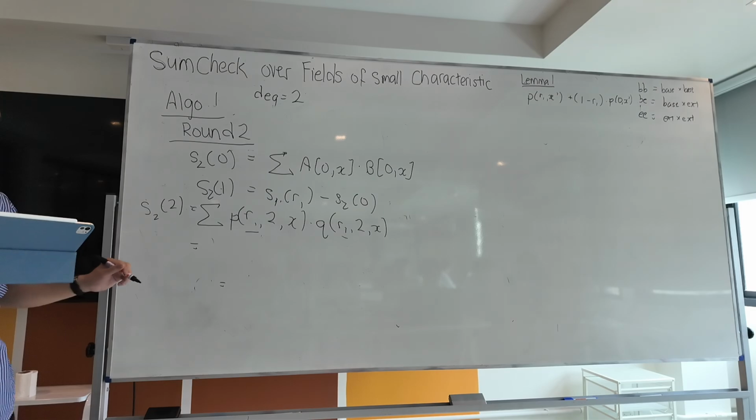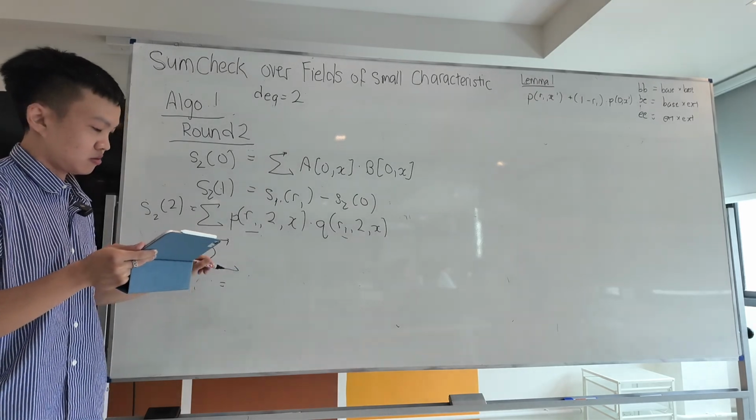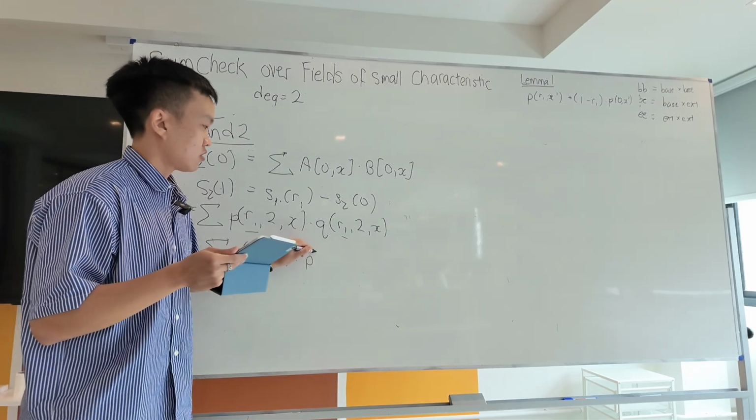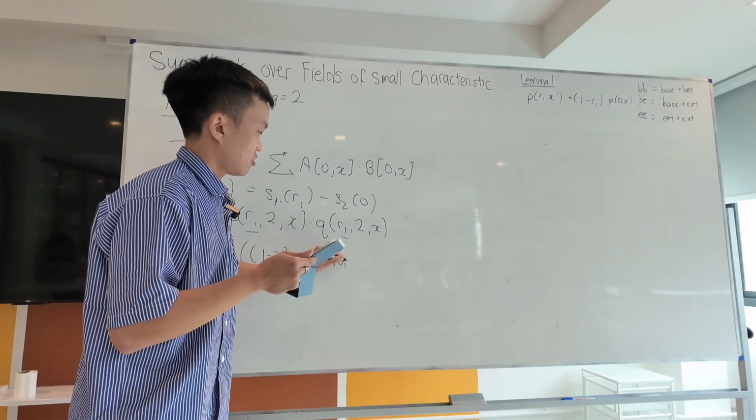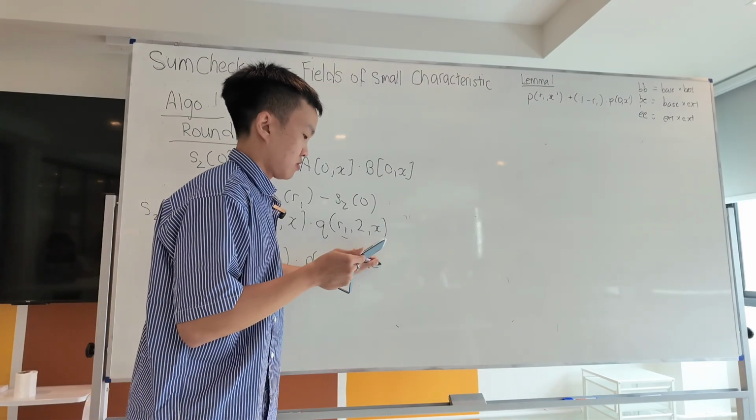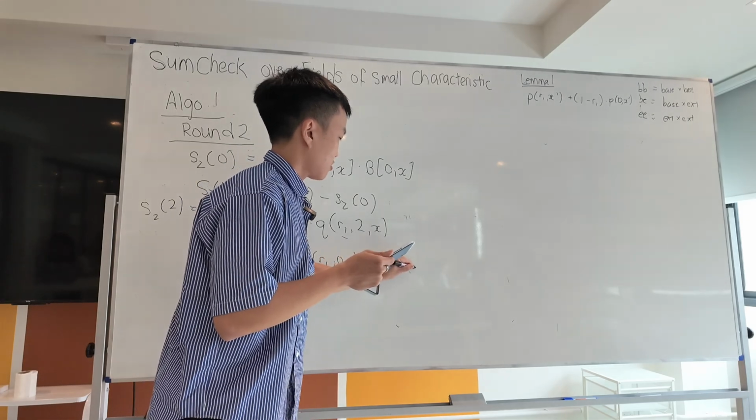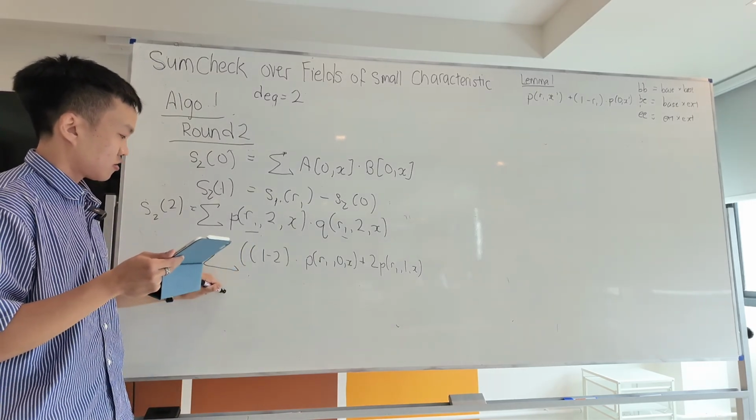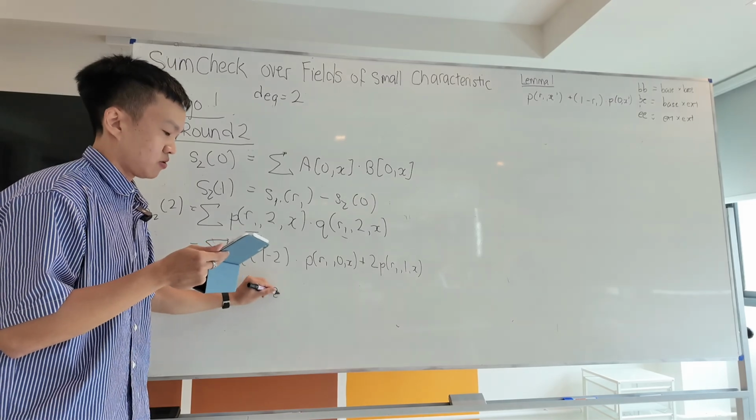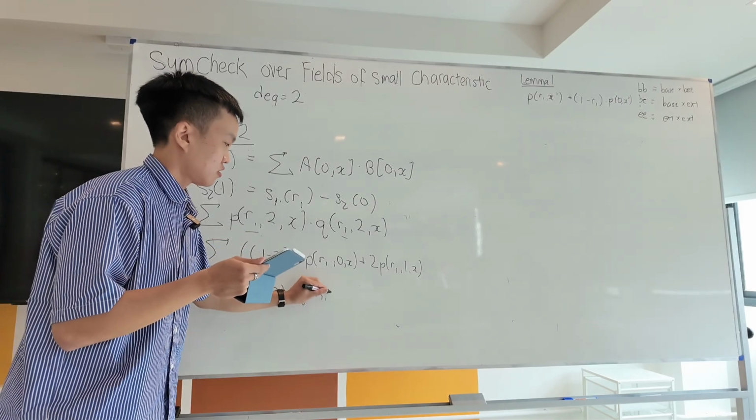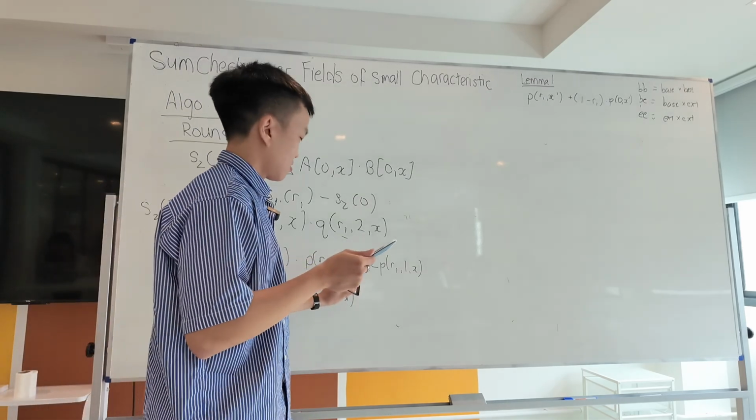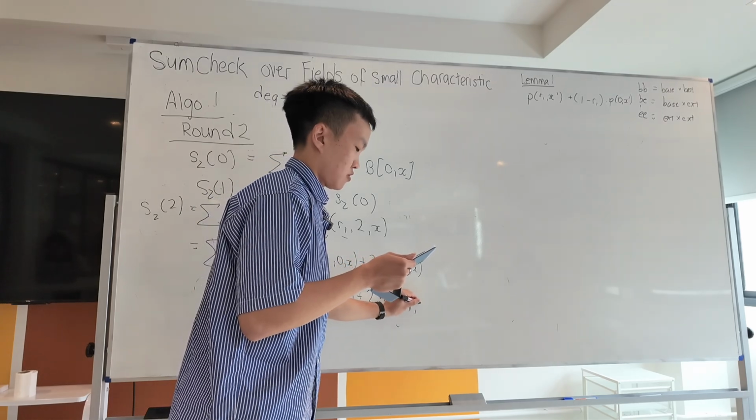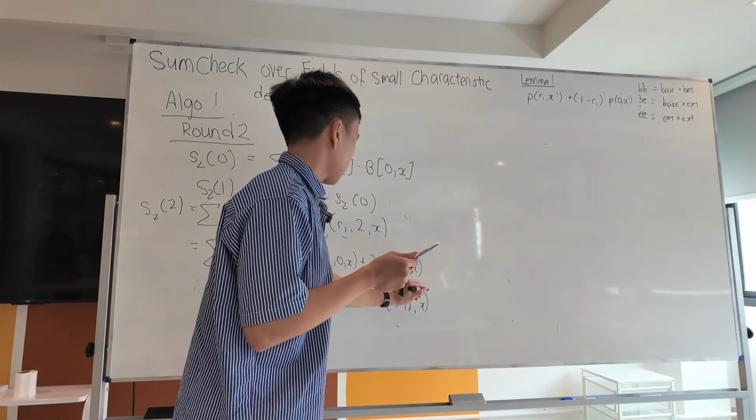So this would turn out to be something like, yeah, 1 minus 2 P0 of x plus 2 P1 of x, multiplied by 1 minus 2 Q0 of x plus 2 Q1 of x. Okay.